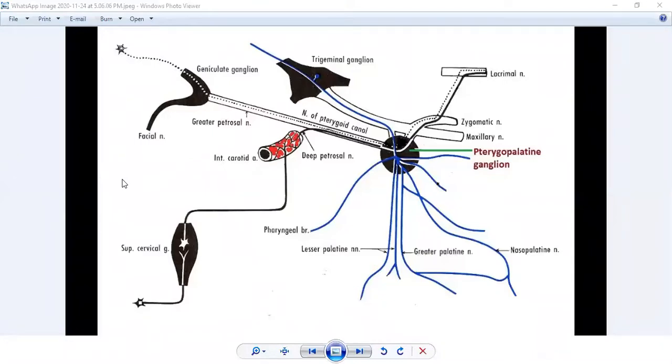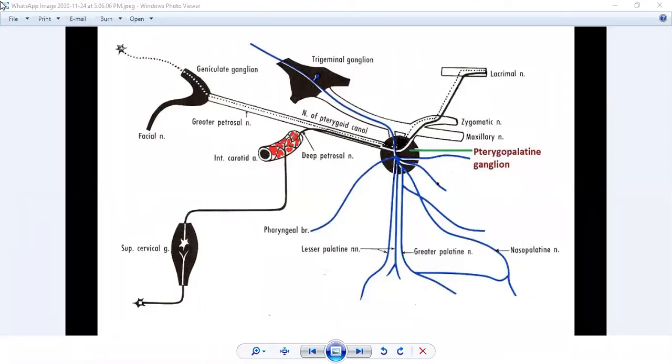Unfortunately, I cannot control the cursor from here. But if you look at the upper left corner, there is a facial nerve, right? Now, the facial nerve will first pass through that geniculate ganglion. That's not what we are interested in. But you realize that that facial nerve will come downwards, passing through that canal, the internal auditory canal.